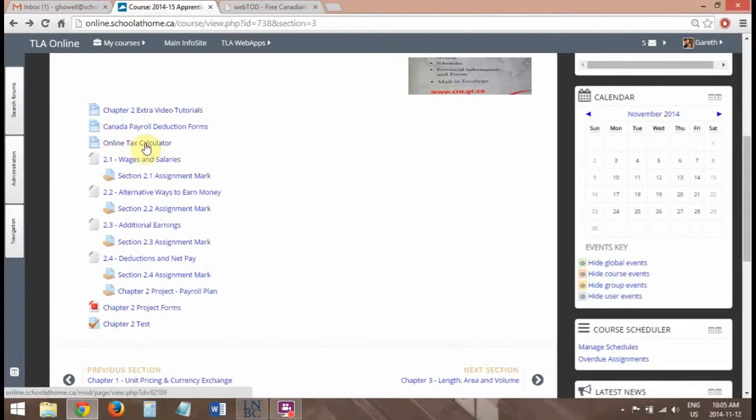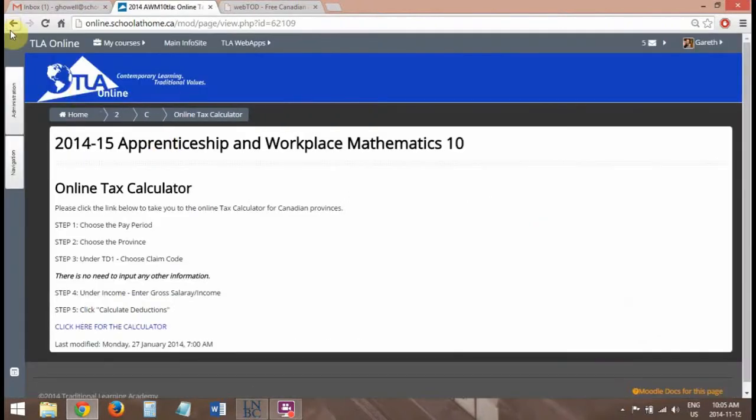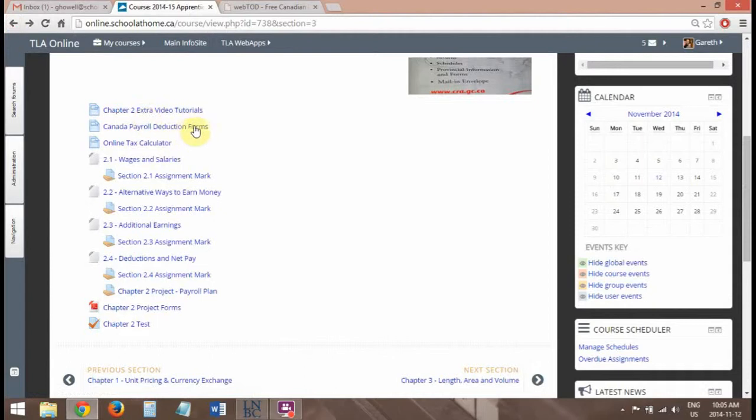So the online tax calculator is something I use apart from the deduction forms, which you also have to know how to use, because on the provincial exam you'll be given the forms, you won't be given access to the online tax calculator. So you'll have to know how to use them. But typically in the questions on the provincial exam, I think they give you the values that you're supposed to look for. Sometimes they give you the values, sometimes they don't. They want you to look them up on the form. So you have to know how to look up on the forms as well.